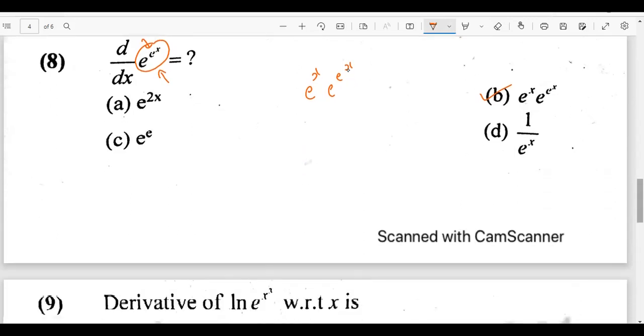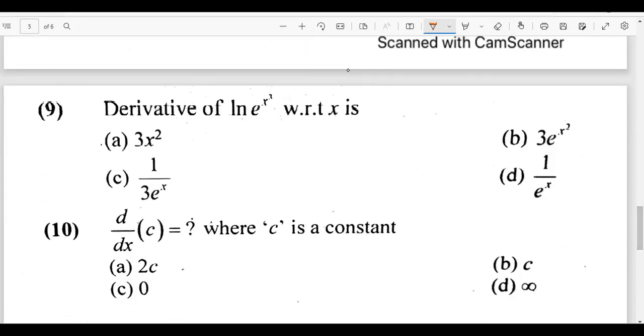Okay. So it says the derivative of this. Yes, it's very simple. Now, ln e.